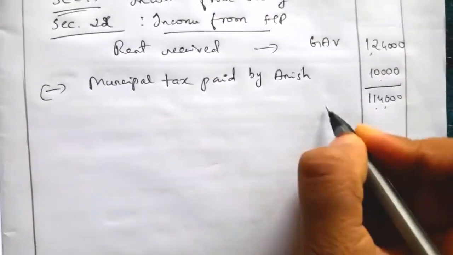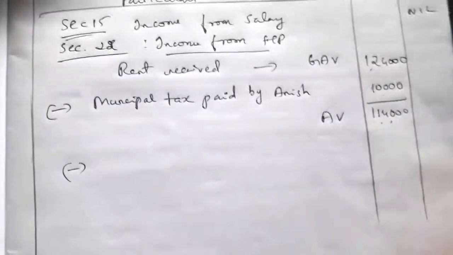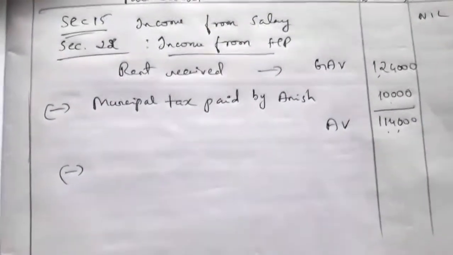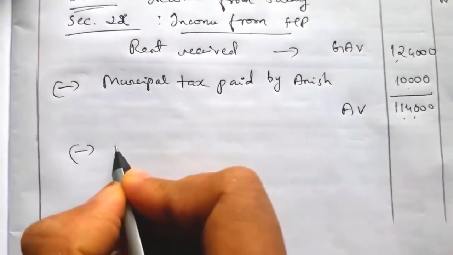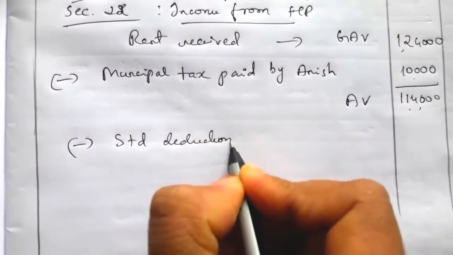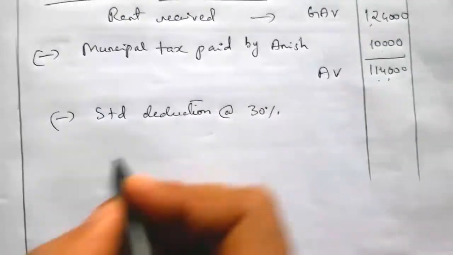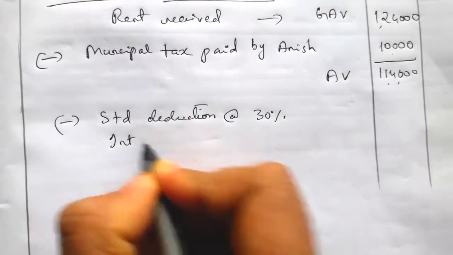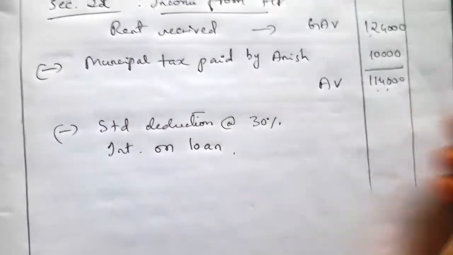So this is the annual value. From that we have to deduct. The assessee, the taxpayer, the owner of house property can claim two deductions from the annual value. One is the standard deduction at 30%. So this rule you are learning in the house property chapter. Standard deduction at 30%, and the second deduction is interest on loan. So two deductions he can claim from an annual value.